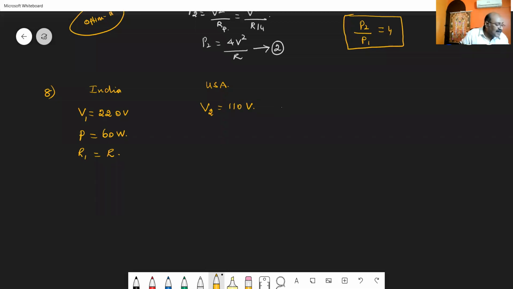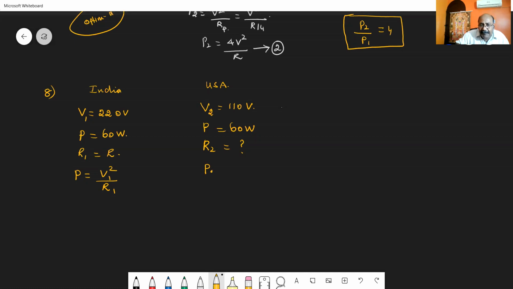Here also power is considered to be 60 watt. Power is considered to be constant in both the cases. For use in USA, what is the resistance? So I have to calculate the value of R. I can write the equation for power. In general, power is written as V square divided by R. Here, power is constant. In case 1, I am writing V1 and R1.